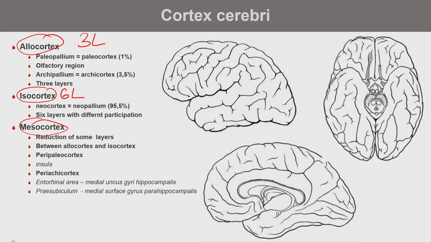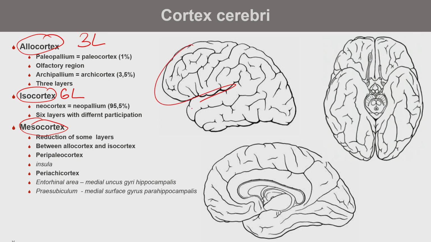Archipallium is something which is related to this, and archipallium and archicortex take about 3.5% of all the surface of the gray matter, and it is a very important part of a limbic system which is called hippocampus, gyrus dentatus, and subiculum, the old parts of a limbic system.